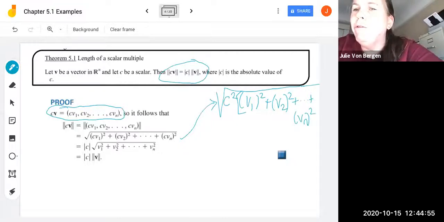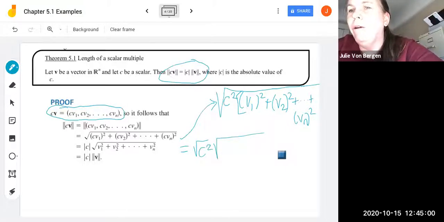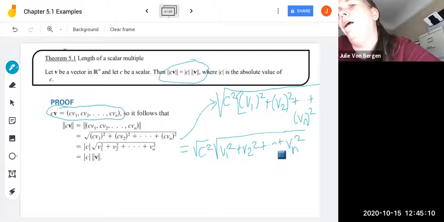And so then we can just rewrite that as the square root of c squared times the square root of v1 squared plus v2 squared, and so on. And that's because in real numbers, you can factor inside roots. Be careful if you're doing these calculations in imaginary numbers, because these same properties don't actually hold for imaginary numbers. You'll see that if you take a class in what's known as complex analysis, where we take calculations like we're doing in this class and extend them to the field of complex numbers. So this holds for real numbers, but not necessarily for complex numbers.